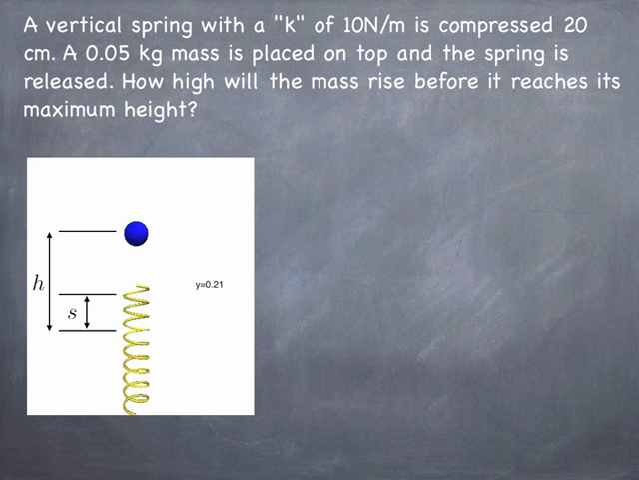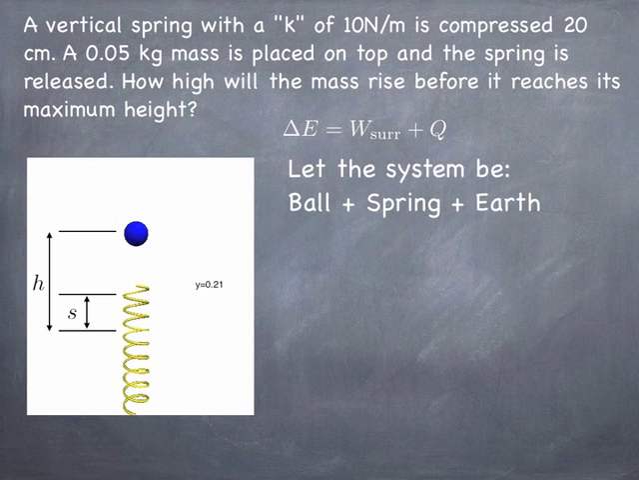And how do we figure out how this works? Well, again, we use the energy principle. Again, we let the system be the ball plus the spring plus the earth. The reason for doing that is that then the work done on the system by the surroundings is 0, and we simply have that the change in the kinetic energy plus the change in the gravitational potential energy plus the change in the elastic potential energy, all that has to add up to 0.